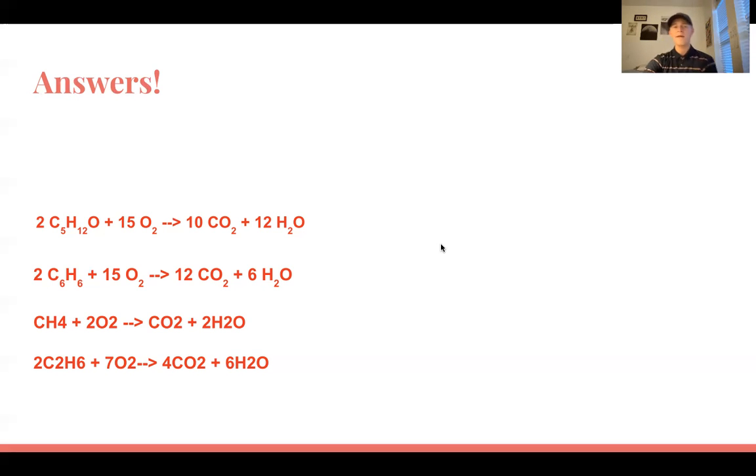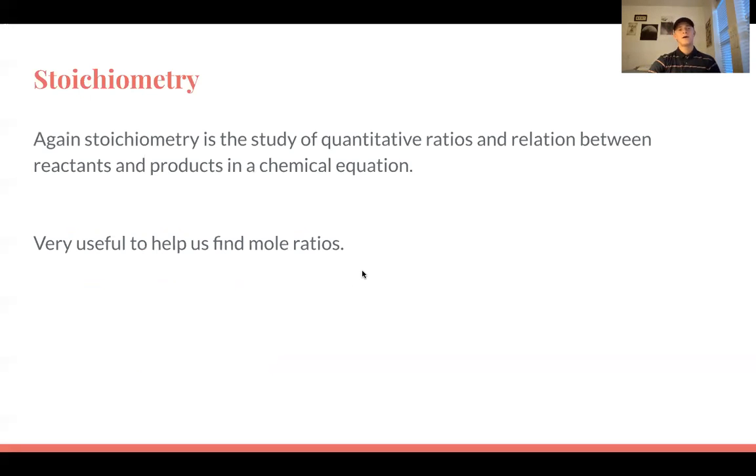So hopefully that all makes sense. If not, just kind of rewind it and listen to that again and try to work through those problems again. And then finally, stoichiometry is a really helpful way to find ratios, mole ratios. And I'll explain what that means in a second. It's kind of hard to understand just in wording, but it makes a lot of sense when you're asked a question.